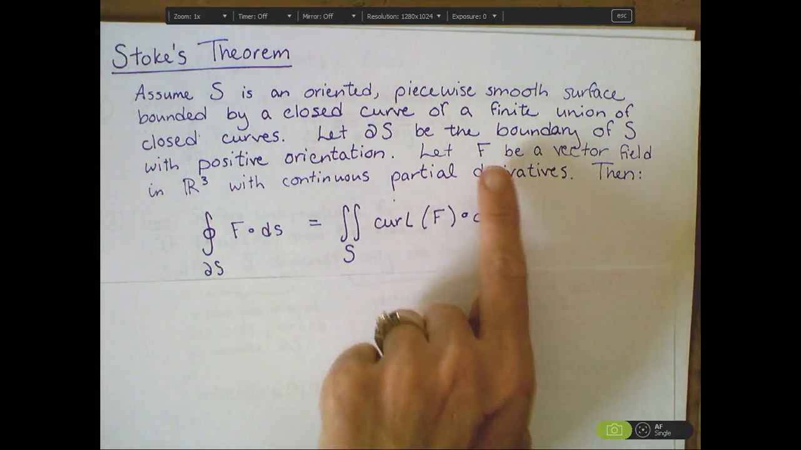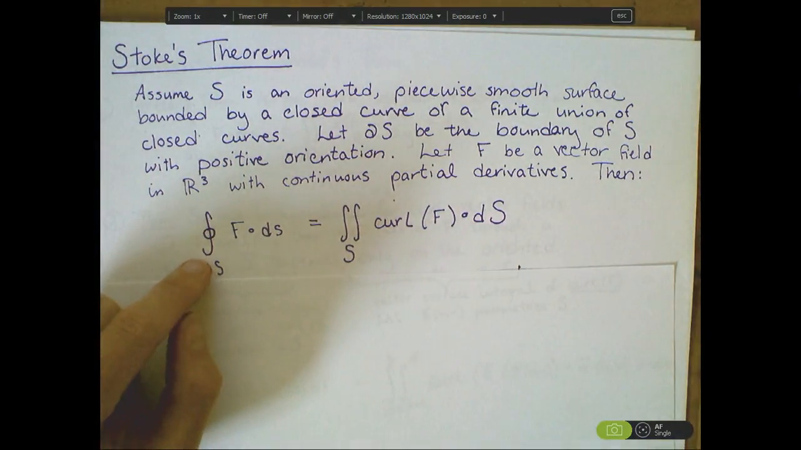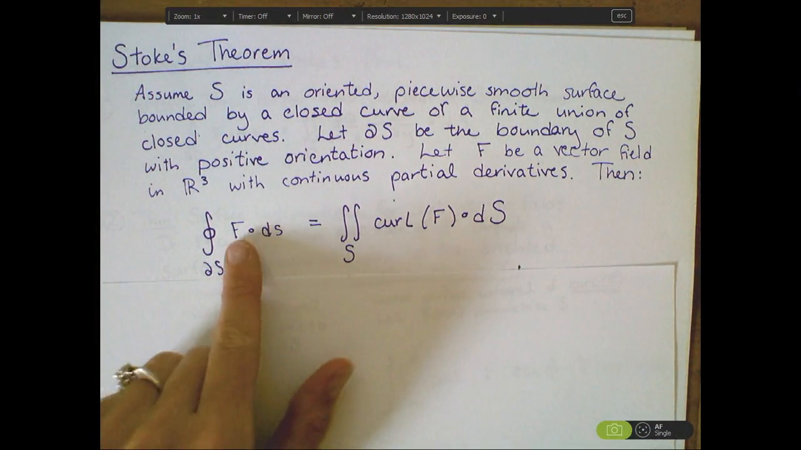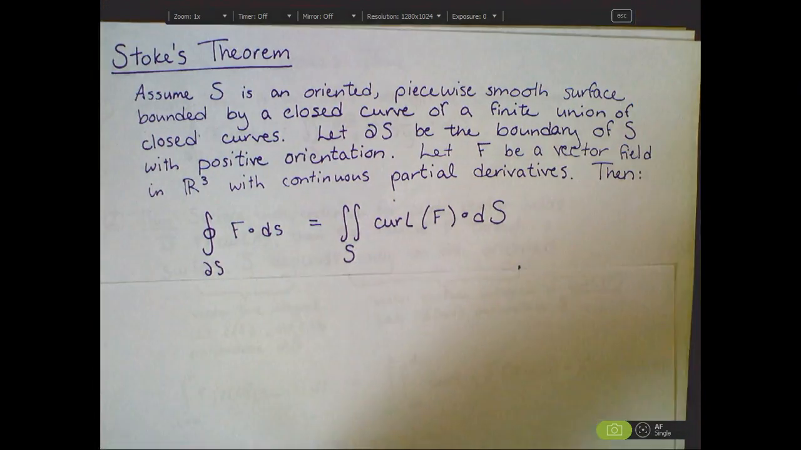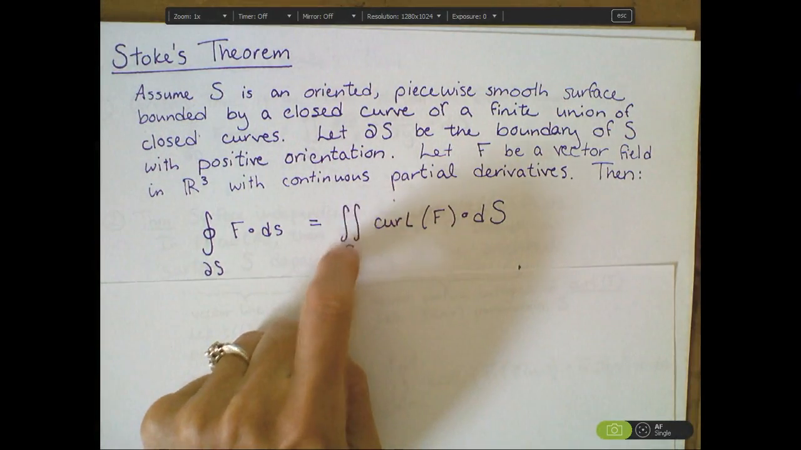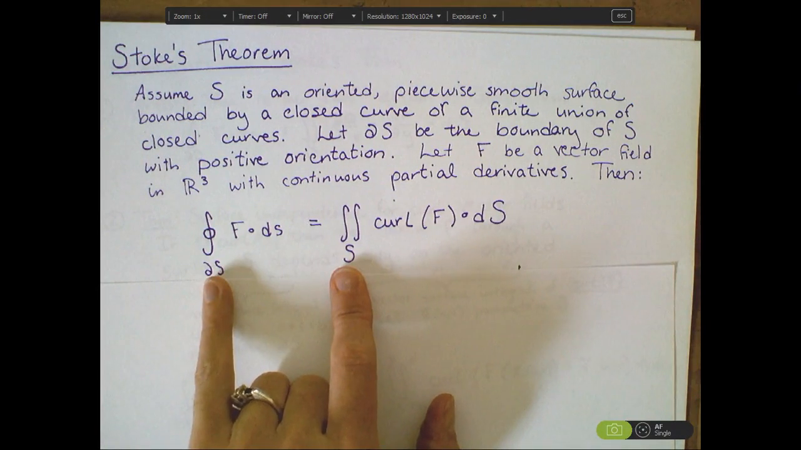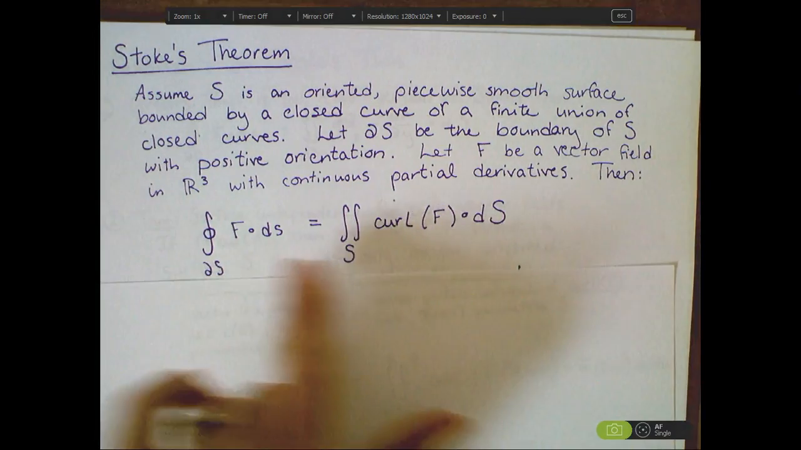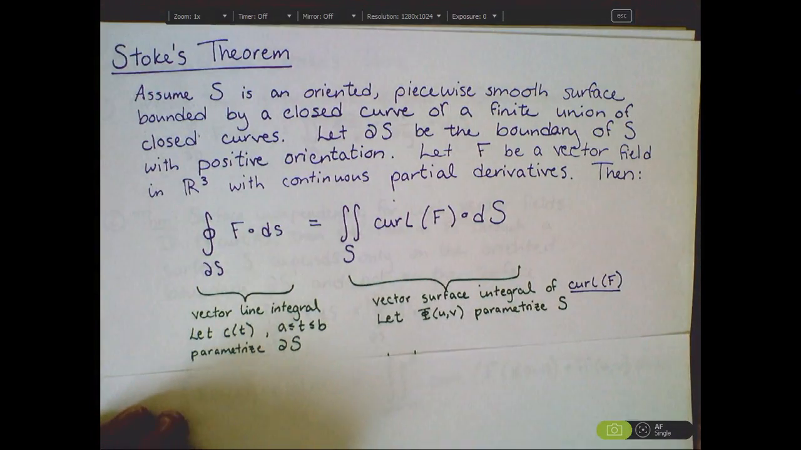Also, we're going to have F be a vector field in R3 with continuous partial derivatives. Then, and this is the cool conclusion, if I want to look at the line integral along the boundary of S over this vector field, I no longer have to compute the line integral if I don't want to. Instead, I can compute the double integral over a surface as long as that surface has the boundary that was the line integral. But when I compute this integral, it's over the curl of F rather than the original function F itself. So what is all this saying?